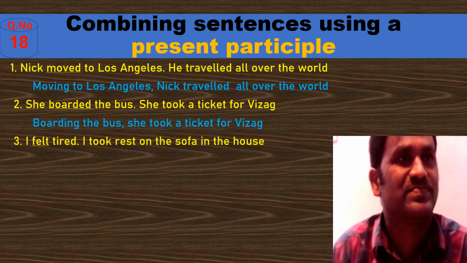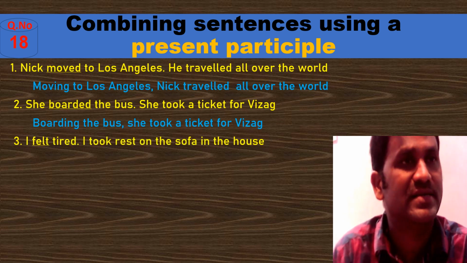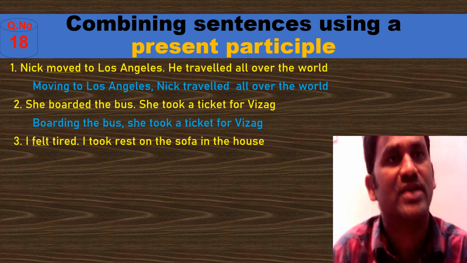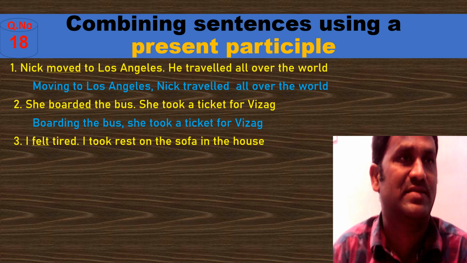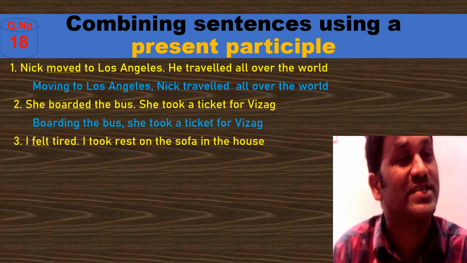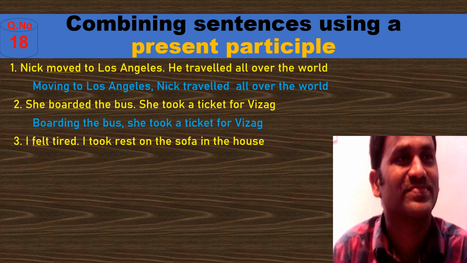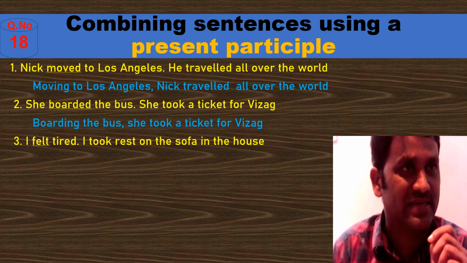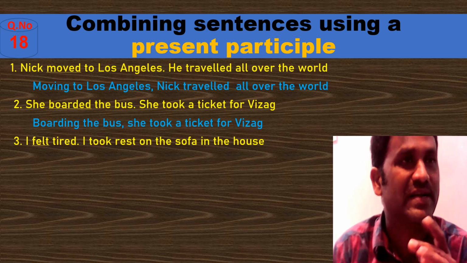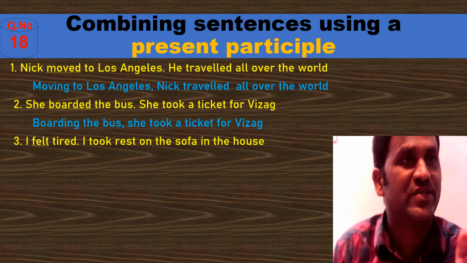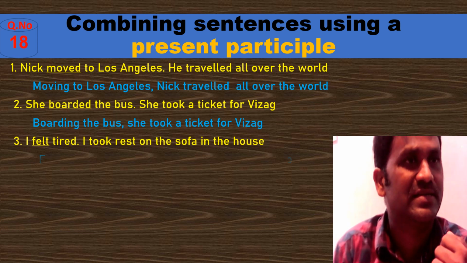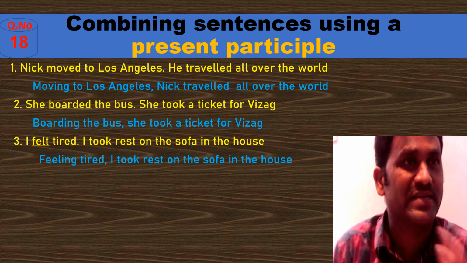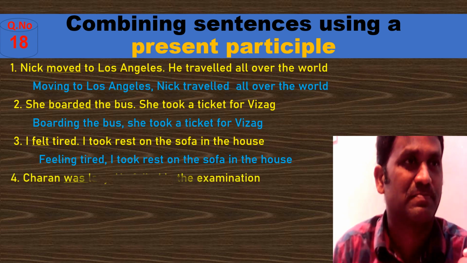Now third one. What is it? I felt tired. I took rest on the sofa in the house. So what is the verb in the first sentence? Felt. Make it ing form. Is it felting? No. Feel, felt, and felt. These are 3 forms. So feel is the verb 1. We should add ing to the verb 1 form. So feeling tired, I took rest on the sofa in the house. Is it right? Yeah, it's right. Feeling tired.